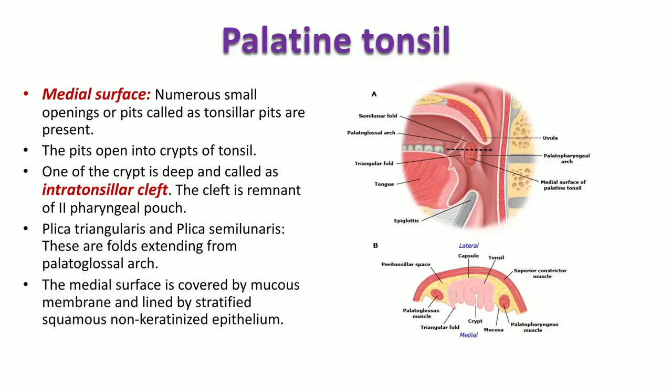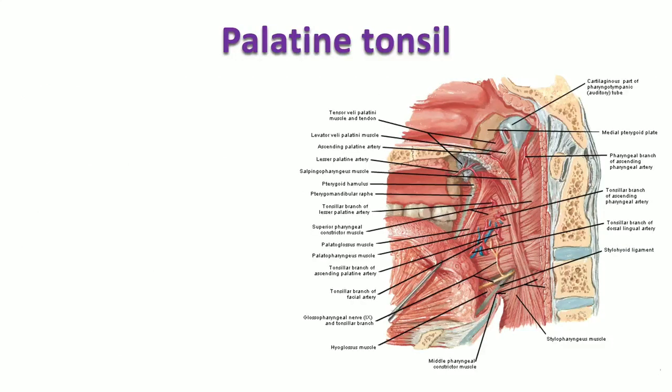As I told you, it is covered by the mucous membrane, and the lining epithelium is stratified squamous non-keratinized epithelium, which is the epithelium of the oral cavity. As I told you, the nasopharynx is the posterior continuation of the nasal cavity. The oropharynx can also be considered as the posterior extension of the oral cavity. So it has the lining epithelium and functions of the oral cavity. That is about the medial surface: the features are tonsillar pits, crypts, and the intratonsillar cleft.